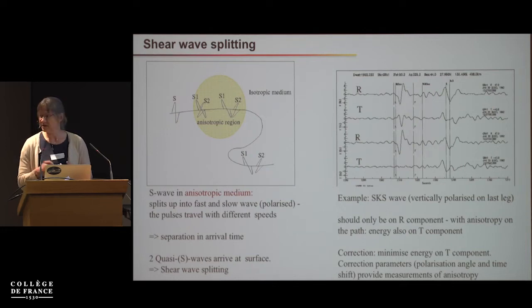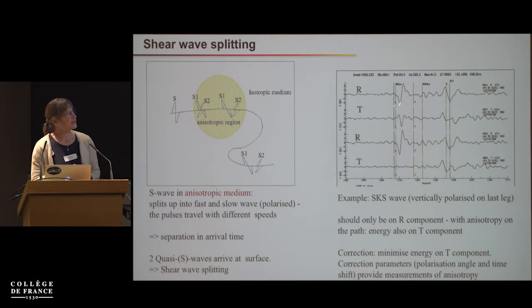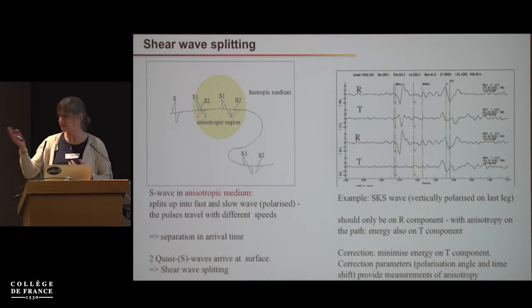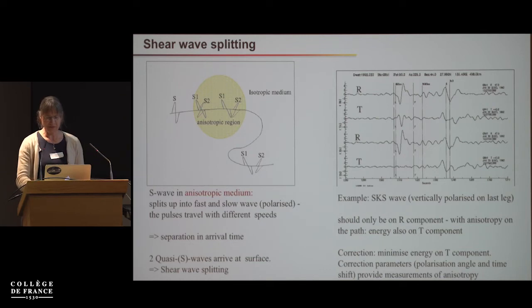For example, in this case, the SKS wave, and of course we had this yesterday already, the SKS wave should only arrive on the radial component and not on the transverse component, because SKS comes out of the core and converts from a P to an SV wave. If we find signal on the transverse component, it's a sign that there has been anisotropy somewhere on the way. And to measure the anisotropy, we correct or we minimize the energy on the transverse component, and the correction parameters really give a measurement for the anisotropy. And that has been used to look at the upper mantle and the lithosphere, and we use this for SKS waves also on the lower mantle.